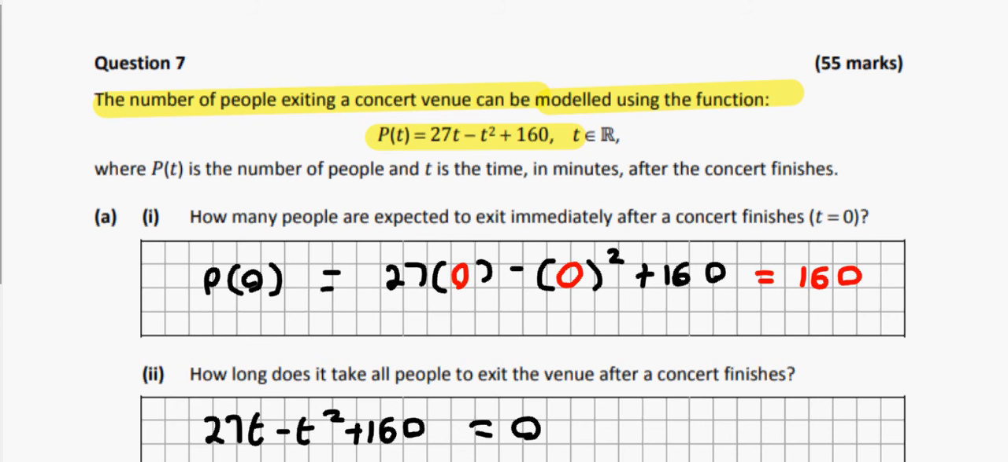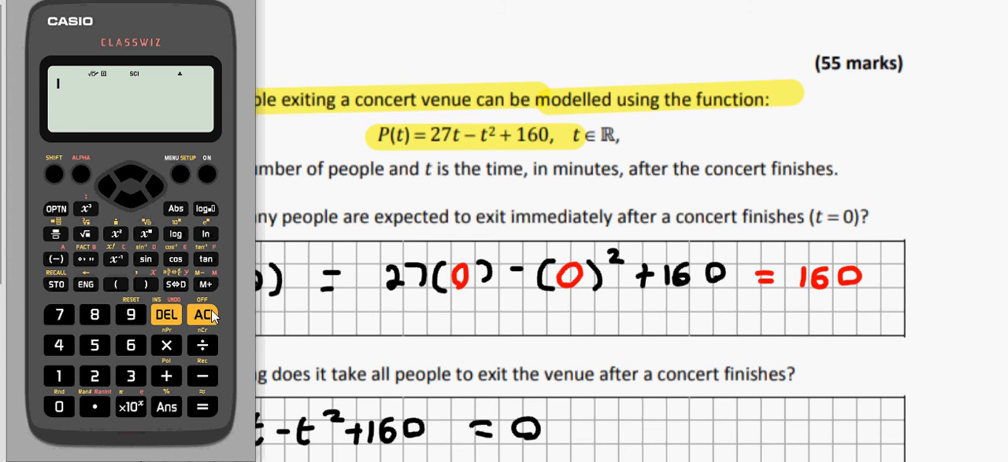Well, what do you think I'm going to do? Have a guess. What do you think I'm going to do? Table function. 7x minus x squared plus 160. Start at 0, end at 20, step of 1. Right.